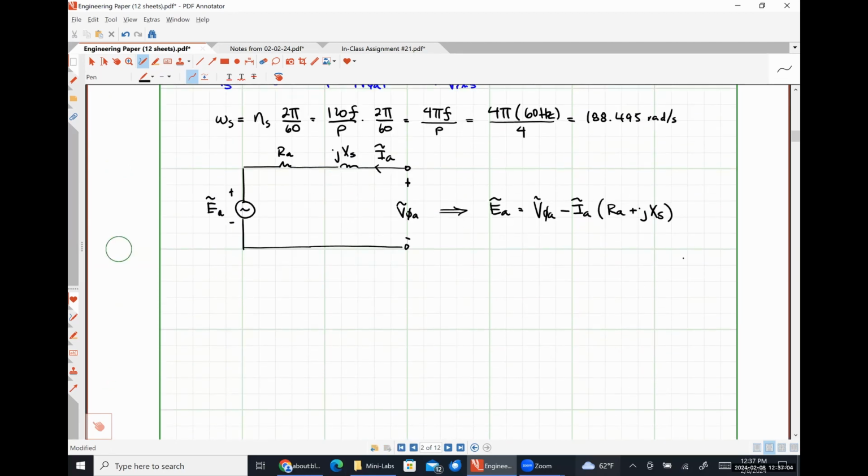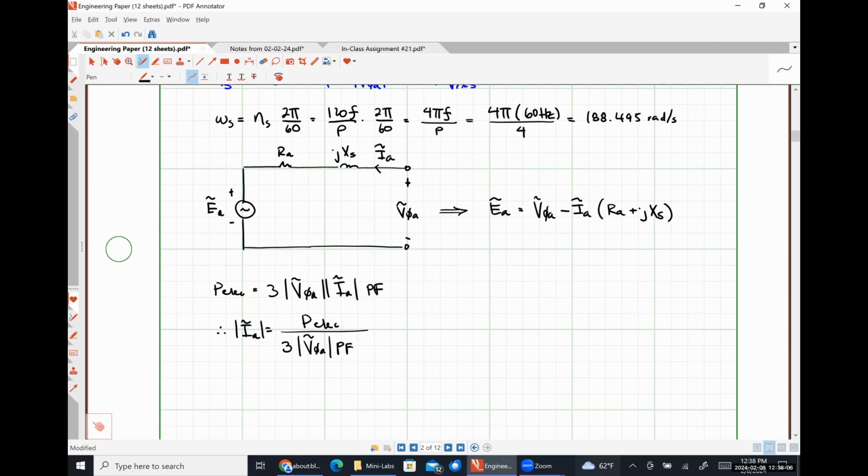So if I take that relationship, that my electric power is 3 times the magnitude of V phi A times the magnitude of IA times our power factor, and rearrange it, I'll find that the magnitude of IA is given by our electric power divided by 3 times the magnitude of our voltage times our power factor. So we have an equation here to figure out the magnitude of IA.